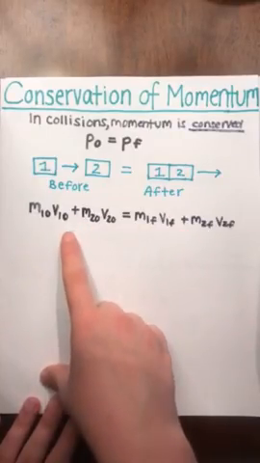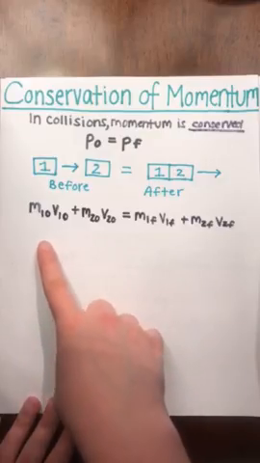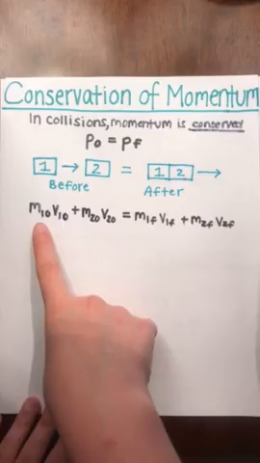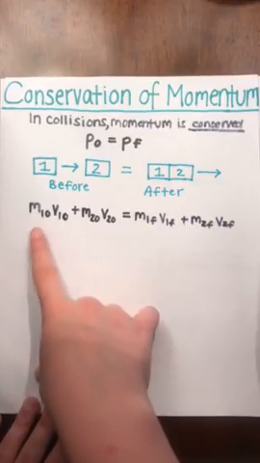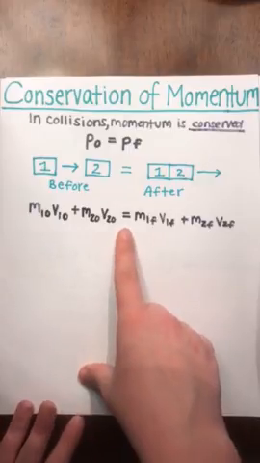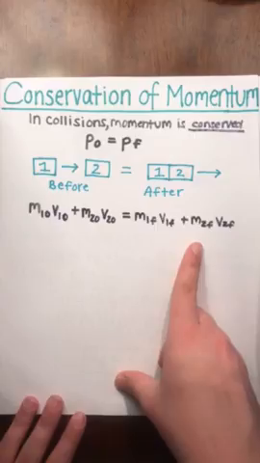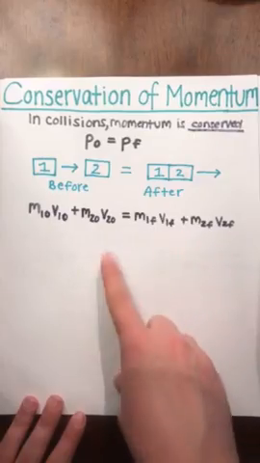So basically what you would do is you would add up all of the momentums of the objects before the collision, again just by using that equation P equals mv, and just add those together. And then these should be set equal to the total momentum of the objects after the collision. So these two should be equal.